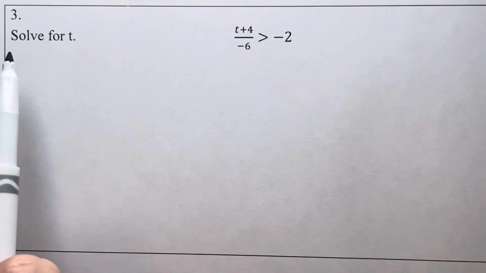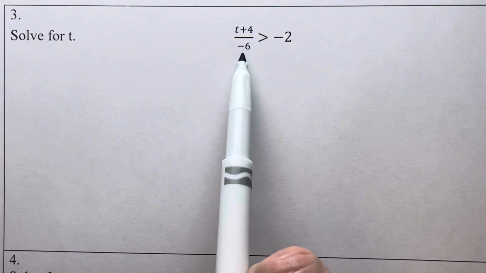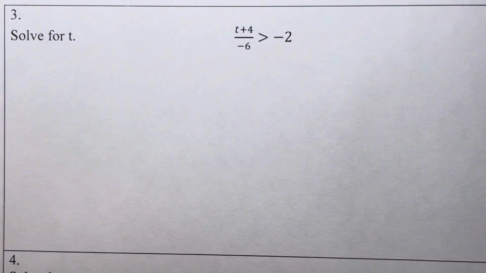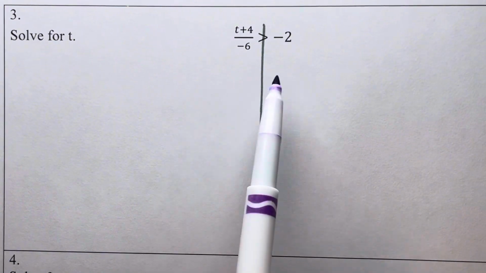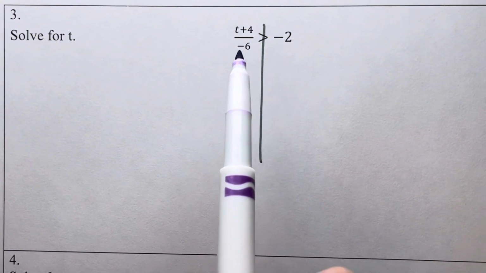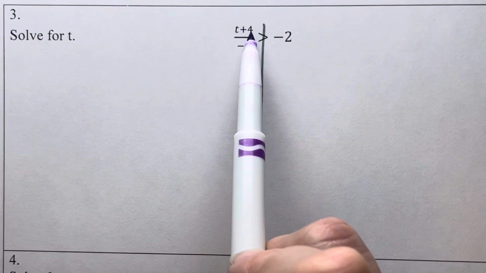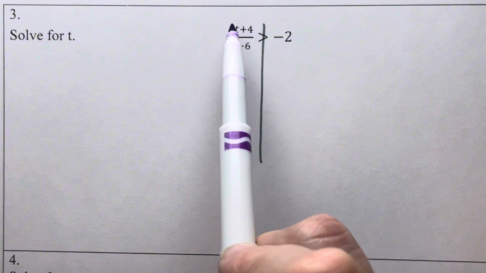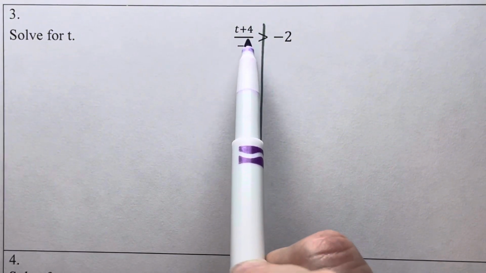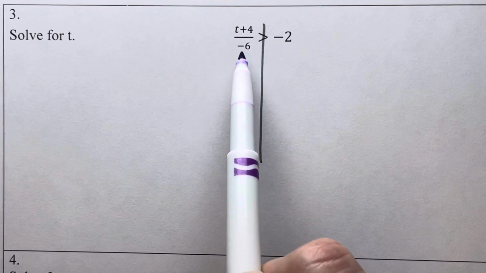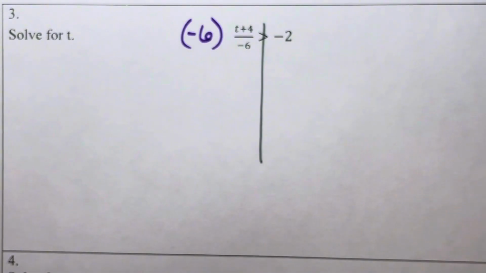Example 3, we're going to solve for t, where the quantity of t plus 4, all divided by negative 6, is greater than negative 2. Okay, I've got the two sides of my inequality separated. Let's get started. Now, in this particular inequality, we have a binomial, two terms, on the numerator of my fraction. So to get rid of the fraction, to get rid of the denominator, what do we do? We multiply by a negative 6.